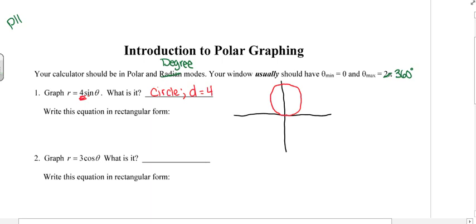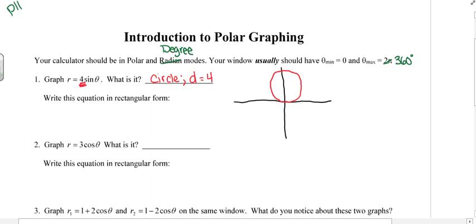As far as the second part of that question goes, writing this equation in rectangular form, we're going to talk later in the week about converting back and forth between polar and rectangular, and I think I will leave that discussion for a different day.